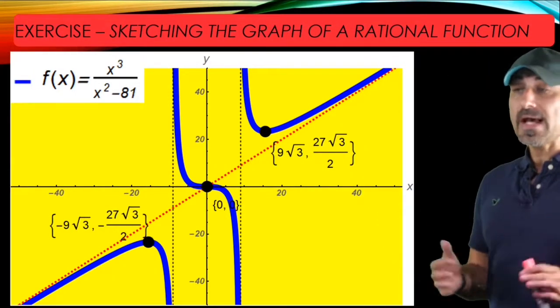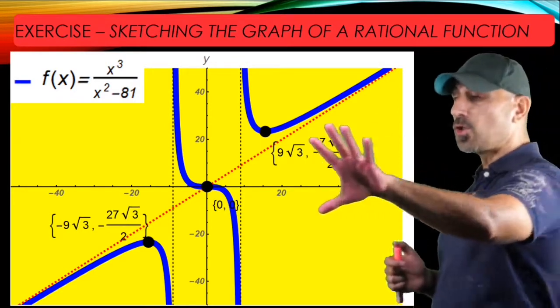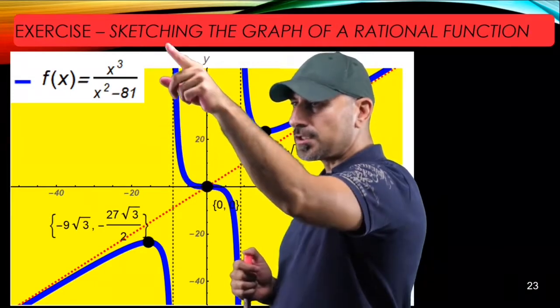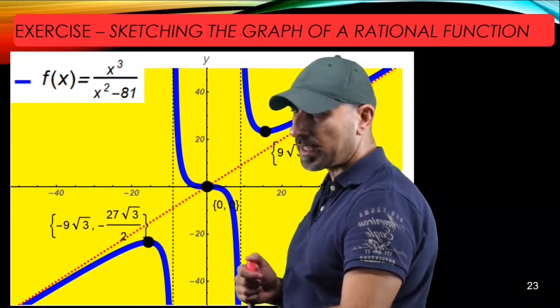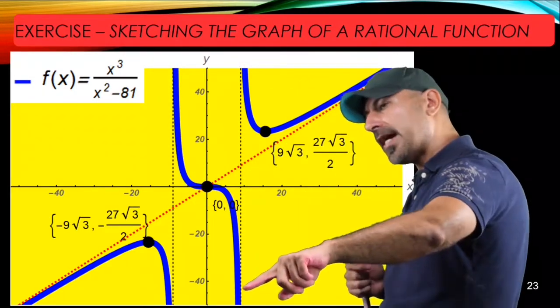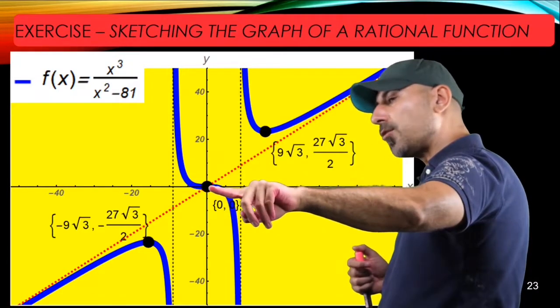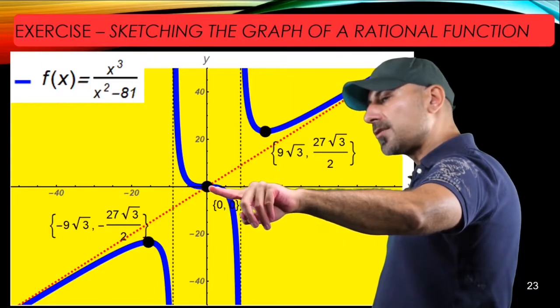You can go ahead, in fact, and graph this whole thing with your hand, because we know the vertical asymptotes. Here we go. There's one right here, x equals -9. x equals 9 is another asymptote here. We know the x and y intercept, so the graph is going to cross the origin here.